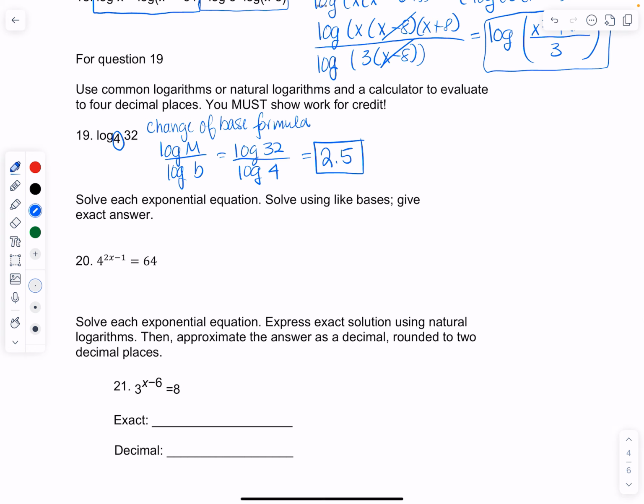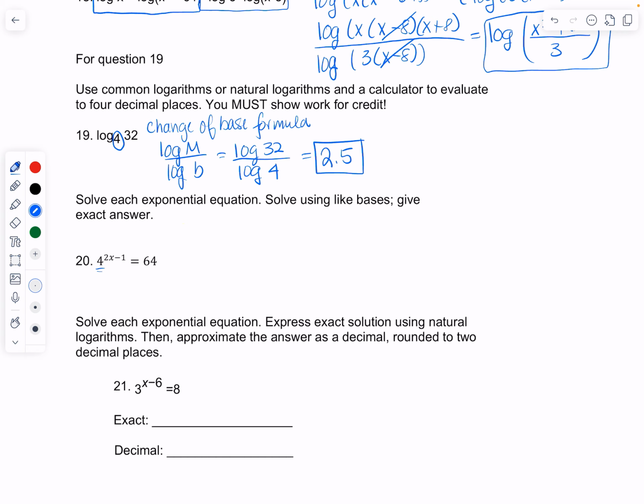Solve each exponential equation. Solve using like bases. Give the exact answer. All right, so I see the base over to the left-hand side. I need to write 64 up as the same base. So if I look at 4, 4 squared is 16, 4 to the third is 196, which is too big. And hold on one second.